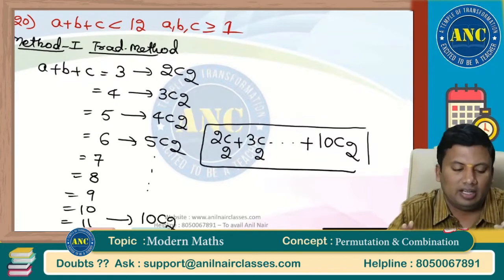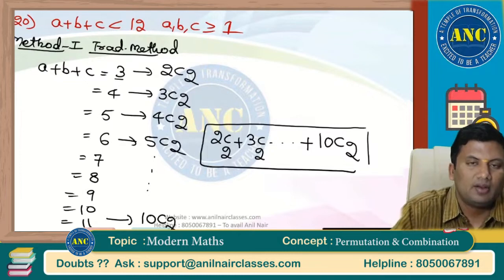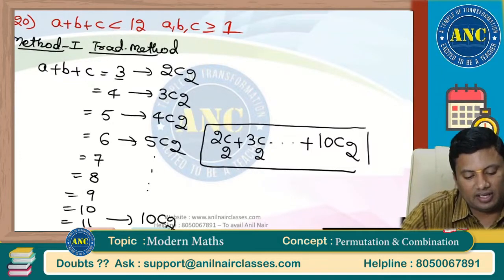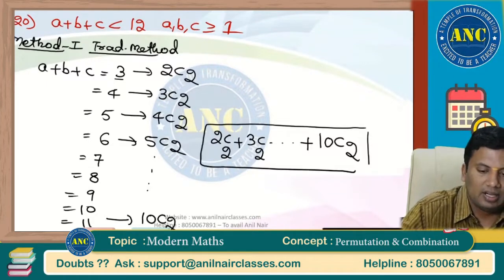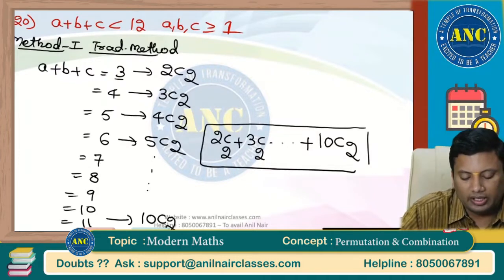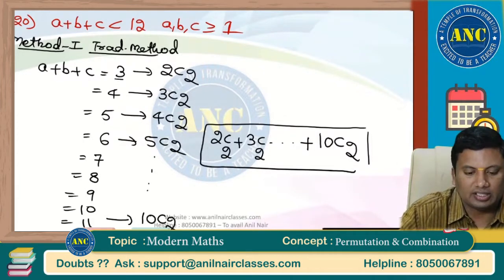I hope it is clear why I started with 3. 1 plus 1 plus 1 is 3. Then 3, 4, 5, 6, 7, 8, 9, 10, 11. Less than 12, what is the maximum value? It will be less than 12, so it is nothing but 11. 2C2, 3C2 till 10C2. I hope the idea is clear.